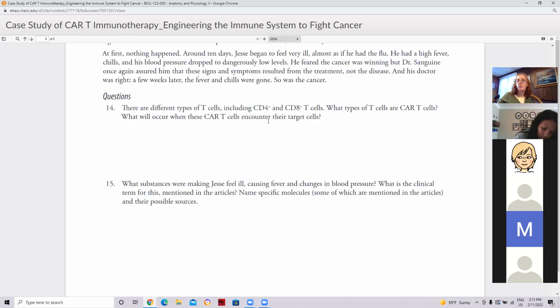And what will occur when these CAR T cells encounter their targets? Well, they're going to bind to the CD19 molecule, and then they're going to secrete some perforins and destroy the cell.